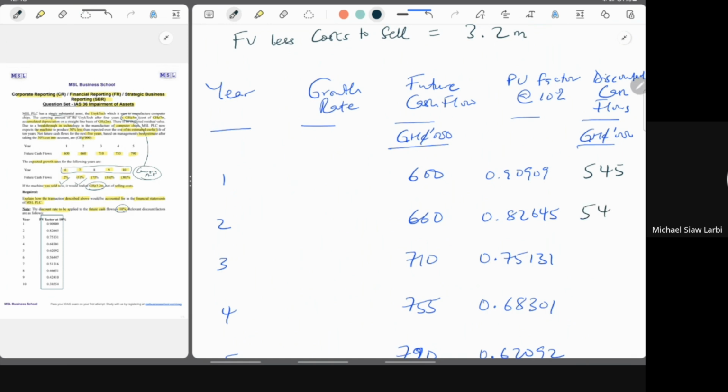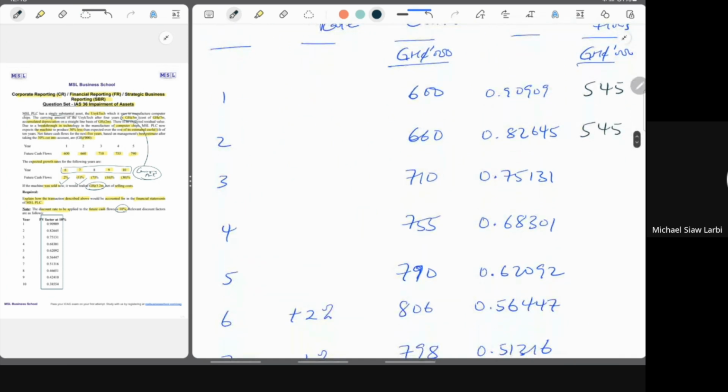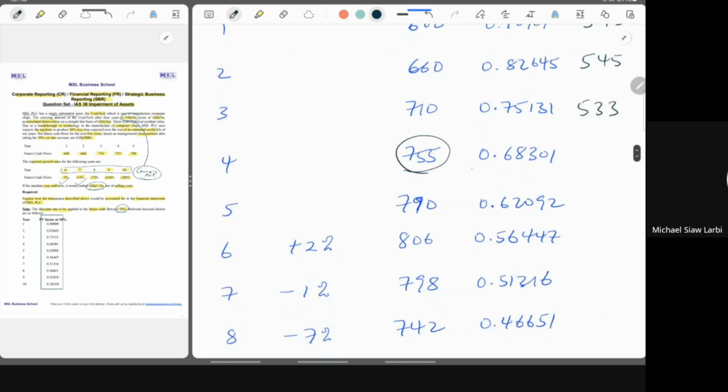Year 3, the same thing. This times that, right? That is what we are doing for all 10 years. So 710 times 0.75131 should give me 533.43, or we can put 533 here. Then this times this, that'll be 755 times 0.68301 should give me 515.67. That 515.6, we can round up to 516.